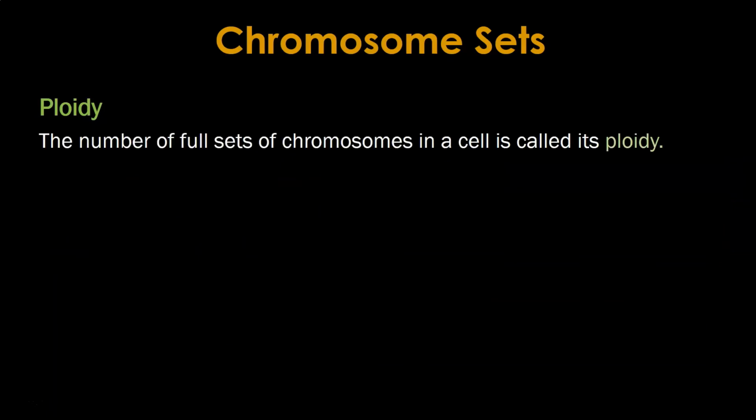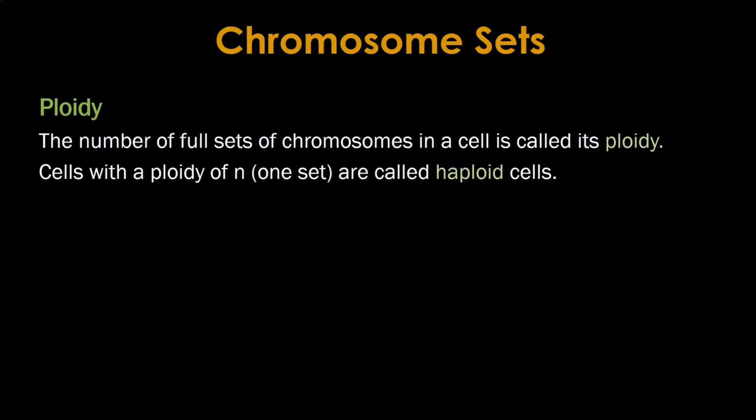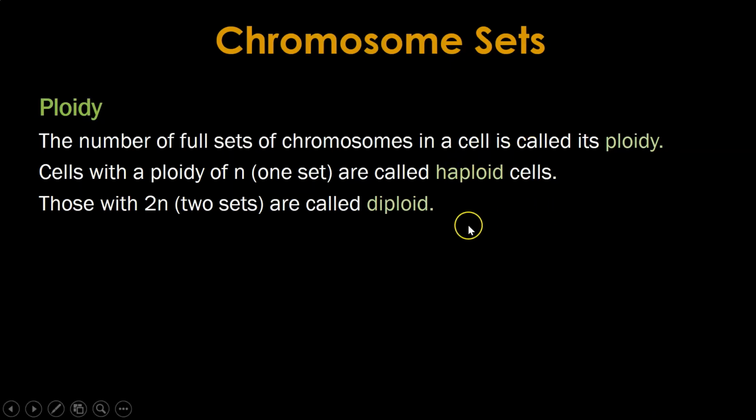So the number of full sets of chromosomes in a cell is called its ploidy. A cell which has only one set is called a haploid cell, and a cell which has two sets is called diploid. Most of the cells in a multicellular, sexually reproducing organism will be diploid. But there is a very small number, and a very important number, of haploid cells, which we will meet shortly.